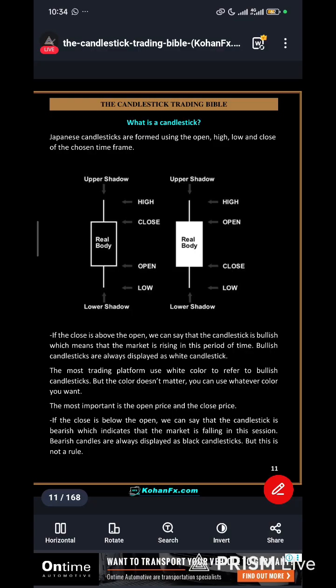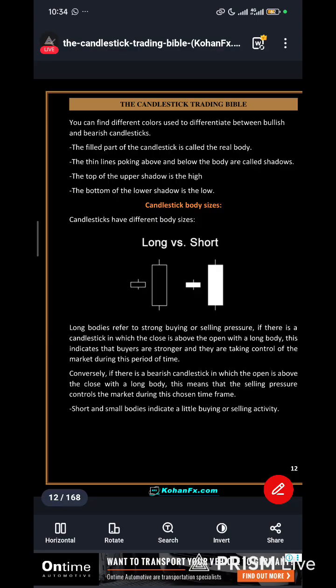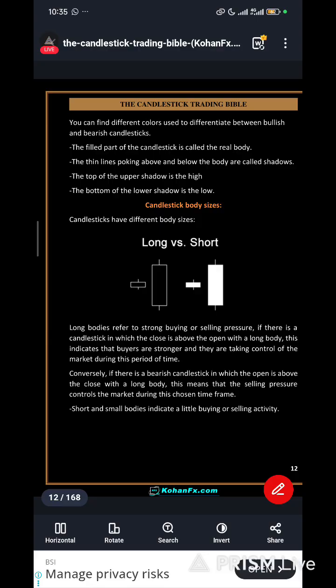But if the close is below the open, we can say that the candlestick is bearish, which indicates that the market is falling in this session. We also have, you can find different colors used to differentiate. That one doesn't matter.